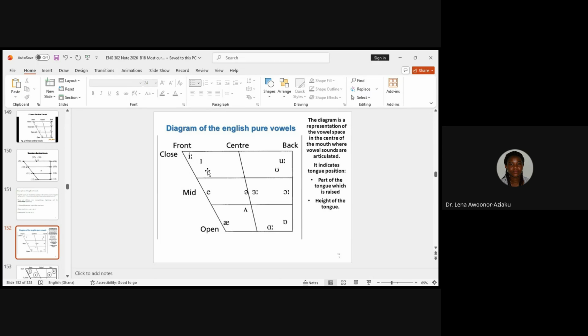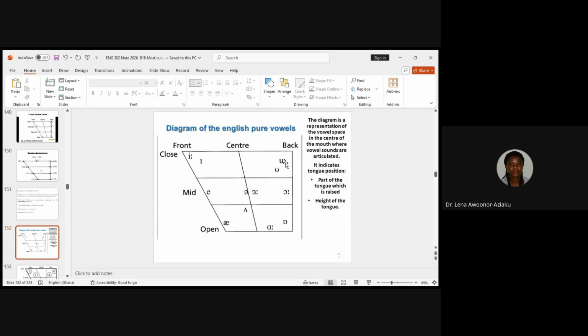So the difference is not only in terms of length. There is length distinction, but there's also a difference in terms of quality. The quality has to do with formant 1 and formant 2. If you put formant 1 and formant 2 together, are they in the same region? No, they're not in the same region, just that they are close to each other.